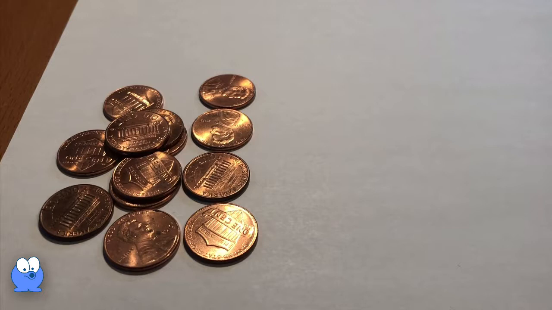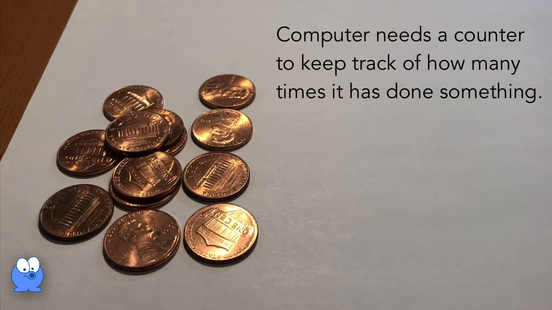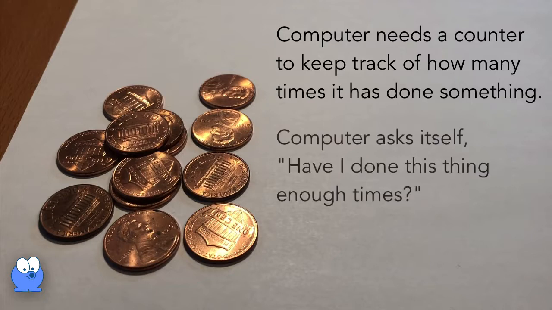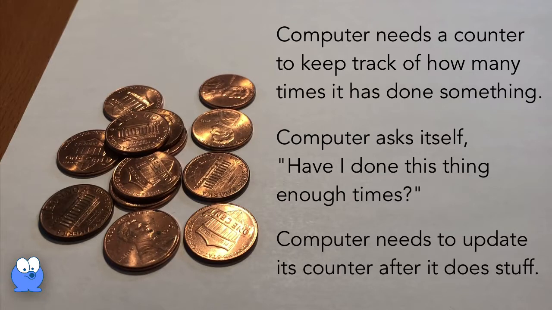And with a computer, it's very similar, okay? When we ask a computer to do something 4 times or 10,000 times, it needs to set up a counter in its head so that it can keep track of how many times it's done something. And before it does something, it needs to ask itself, hey, have I done this thing enough times? And when it's done doing that thing, it also needs to update its counter. So it's going to look something like this.